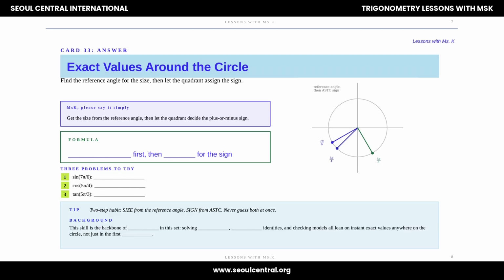To say it simply, get the size from the reference angle, then let the quadrant decide the plus or minus sign. The formula is to find the reference angle first, then use ASTC for the sign. 3 problems to try. Number 1, sine of 7 pi over 6.